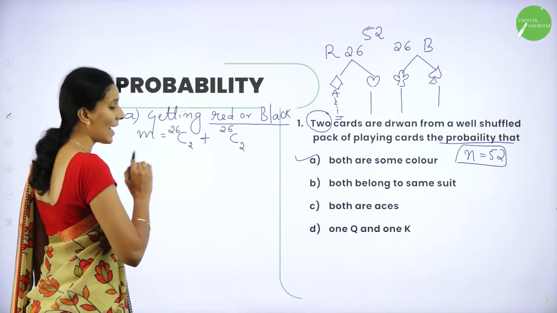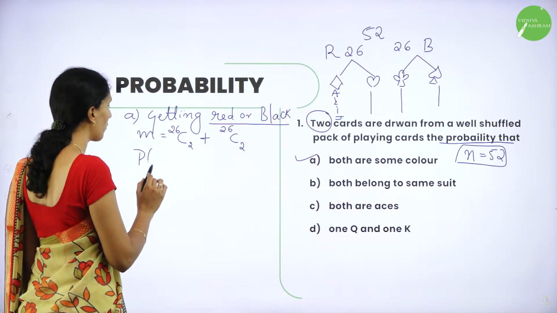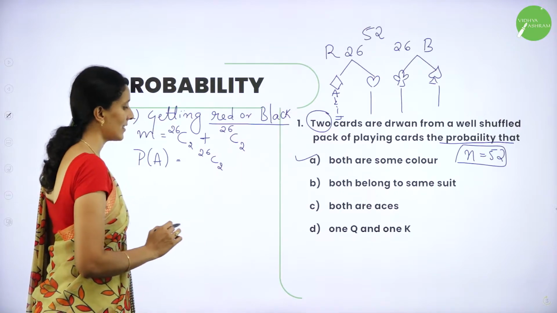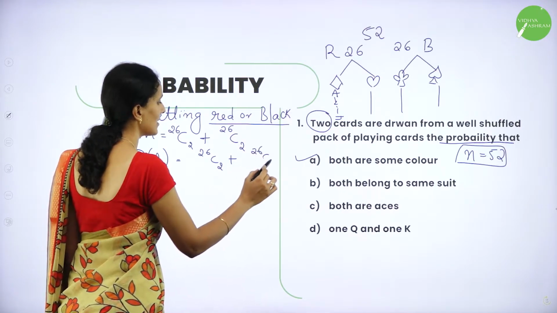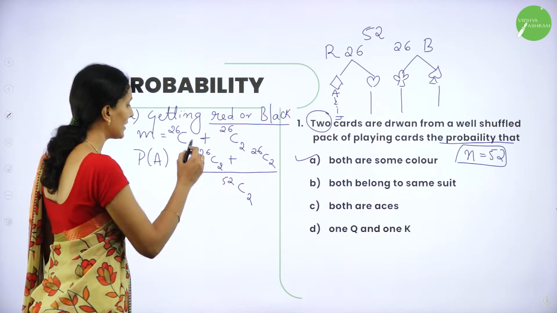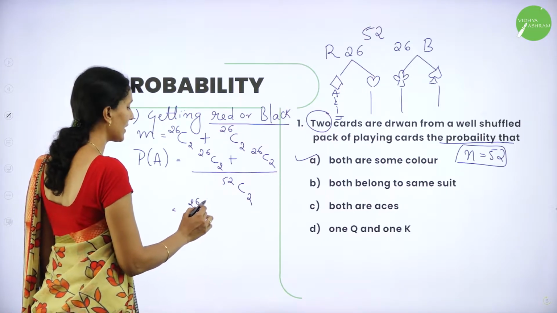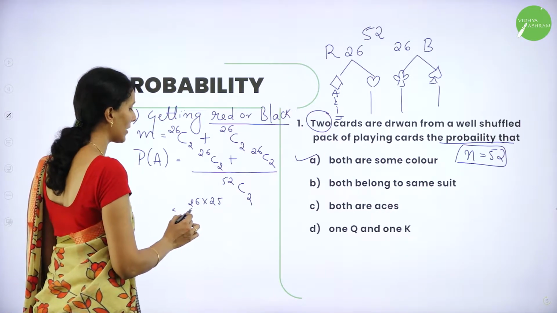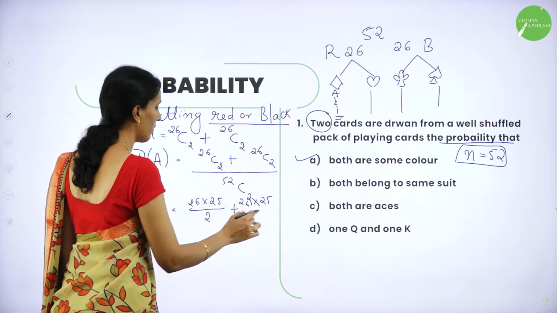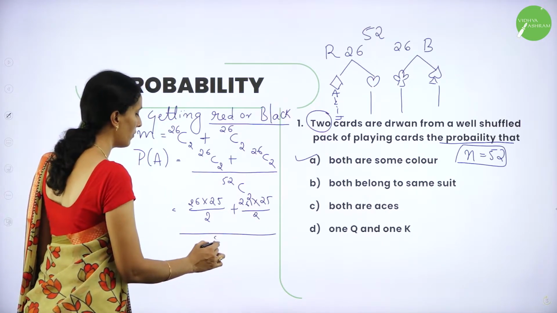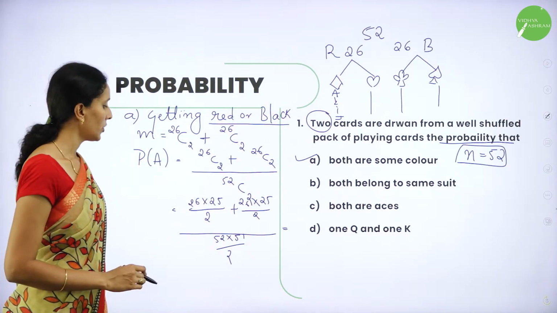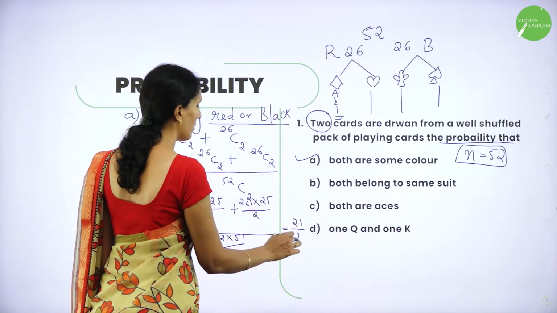So if I take this as an event A, then the probability of A for this question will be 26C2 plus 26C2 divided by 52C2. So how I can write this in terms of combination, that is 26 into 25 divided by 2 plus 26 into 25 divided by 2, whole divided by 52 into 51 divided by 2. So on calculation, you will get this as 21 divided by 25.